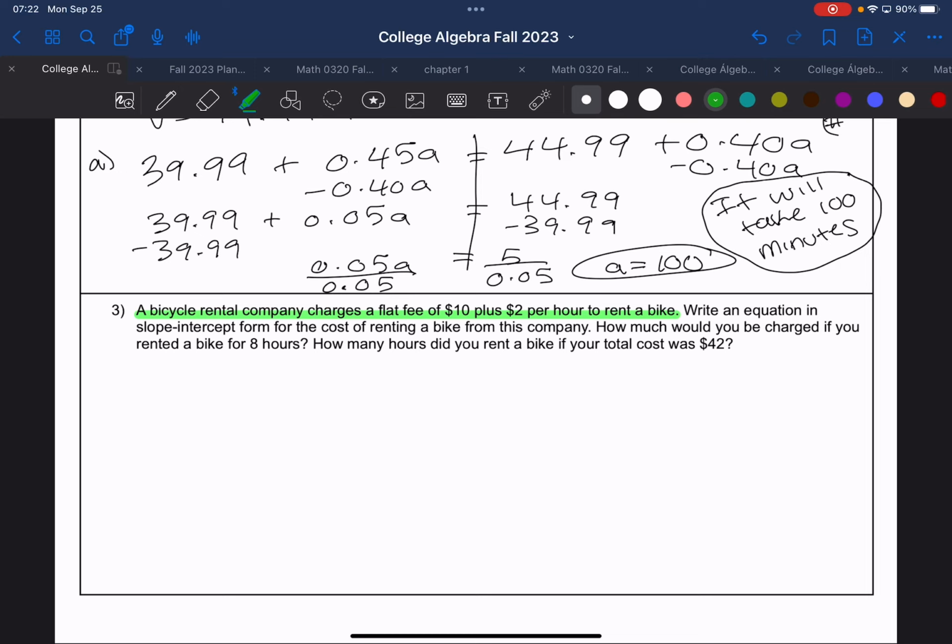And since it's telling us to write it in slope-intercept form, that tells us right away what variables we're using. And what is that? X and Y. So y is equal to mx plus b. Okay. So the cost is going to be y. Okay. And what is x going to be?